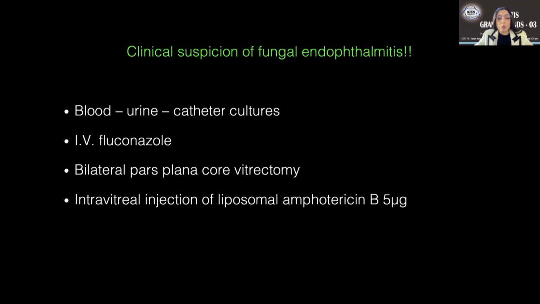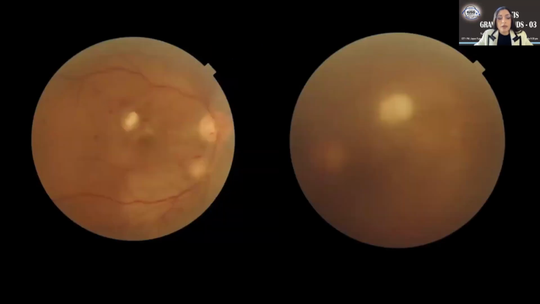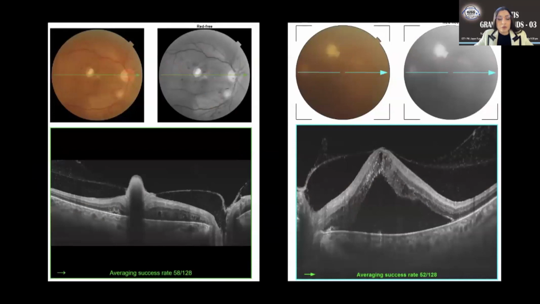At the same time, we proceeded with bilateral pars plana core vitrectomy and intravitreal injection of amphotericin B at the end of the surgery. The cultures of both urine and stent catheter were positive for Candida. However, vitreous cultures were negative for fungi. This is how the eye looked immediately after the core vitrectomy. The foci are still present, as we didn't want to exert traction by detaching the posterior hyaloid and tear the retina. These are the OCTs of both eyes.